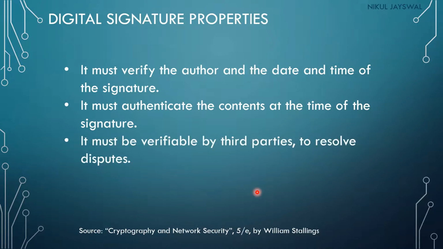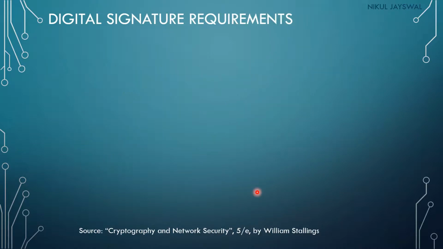Then it must be verifiable by a third party to resolve disputes. So this is the major property of the digital signature. If any dispute arises between the sender and receiver, then it must be possible to verify the content by the third party. That we will see in later lectures, how the third party can verify the values or the messages. But if any disputes arise between the sender and receiver, then it must be verifiable by the third party. Those are the properties of the digital signature.